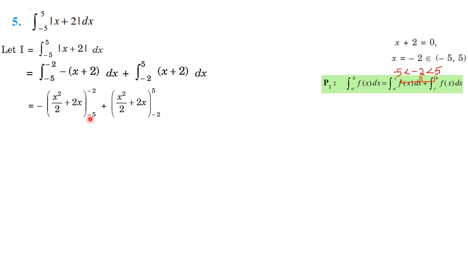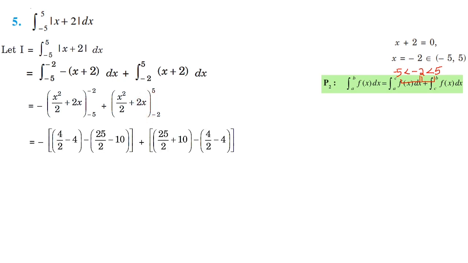Then apply the upper limit and lower limit. Here also, the integral of x is x square by 2, plus 2 times the integral of 1, which is x, so 2x. Then apply the limits. When we apply 2, the upper limit, it is minus of 2 square, that is 4, so 4 by 2, minus 2 into 2, which is 4, because plus into minus gives minus. That is upper limit minus lower limit.